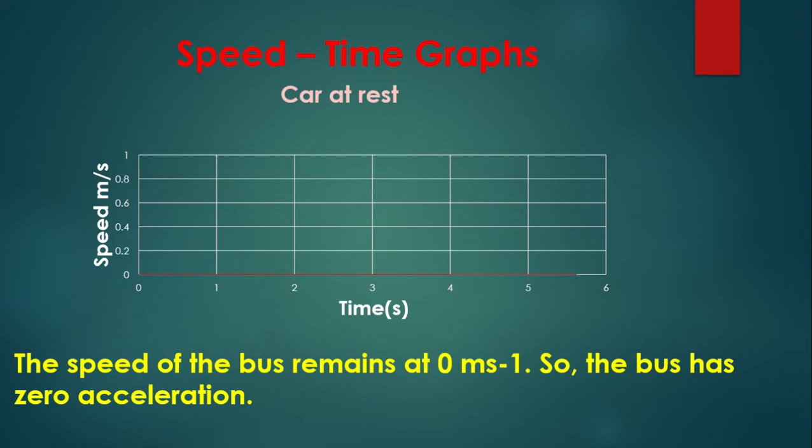Speed-time graphs. Car at rest. The values on the x-axis are 1, 2, 3, 4, 5 seconds. The speed of the object is 0 in each second. The speed of the bus remains at 0 meter second power minus 1. So the bus has zero acceleration.